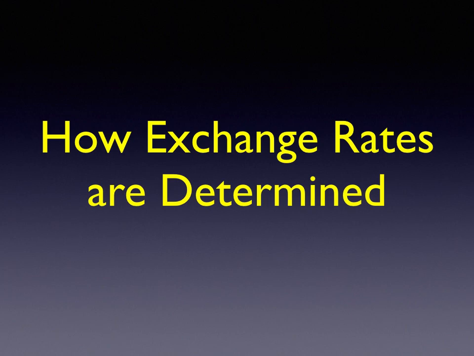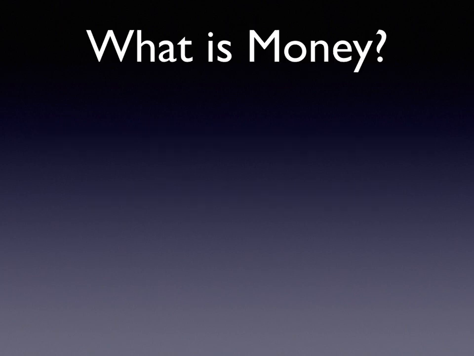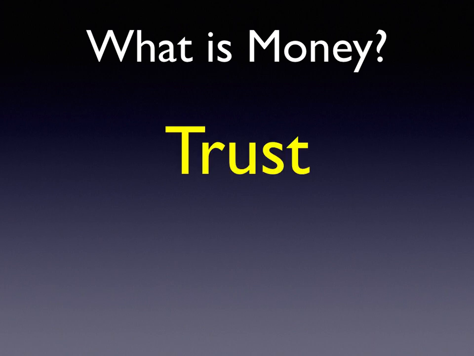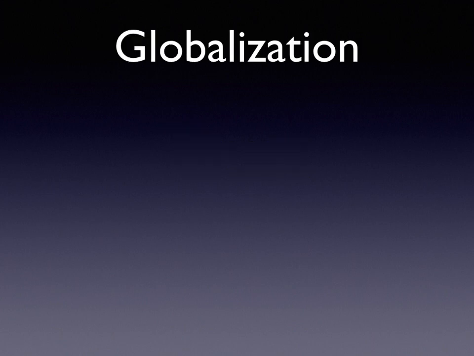All right, so we want to start talking about another item, exchange rates. How are exchange rates determined? We first need to think about what is money. Money fundamentally is trust. Money is based on individuals willing to trust that currency. People accept money because they trust that someone else will accept the money for the things that they want to buy or exchange.